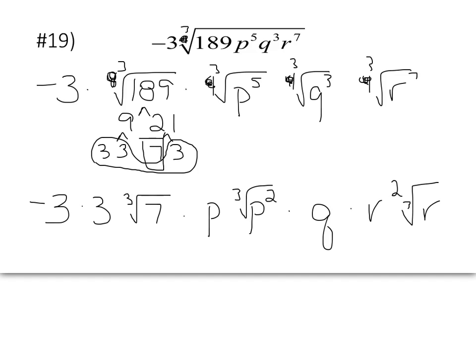So let's multiply the outside. Negative 3 times p times q times r squared. So that's negative 9 p q r squared, and then cube root of 7 p squared r.